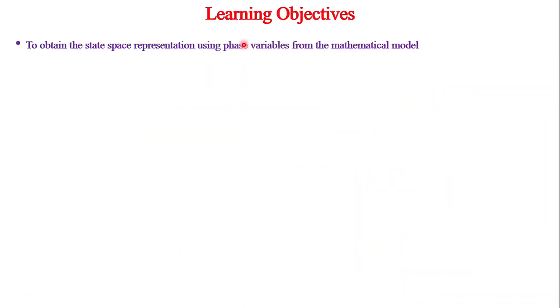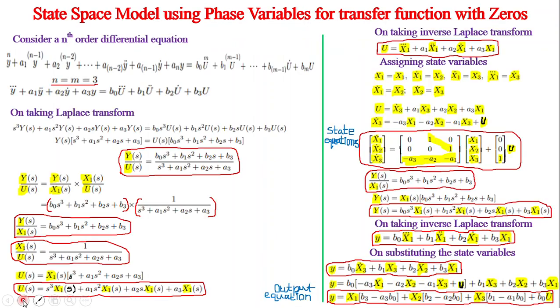So the learning objectives are the same as the previous learning objectives. The only difference is that we are going to obtain the state space representation of the system from the mathematical model if the system has got zeros also. That means it has got terms corresponding to derivative of input. Let us see with the help of an example.